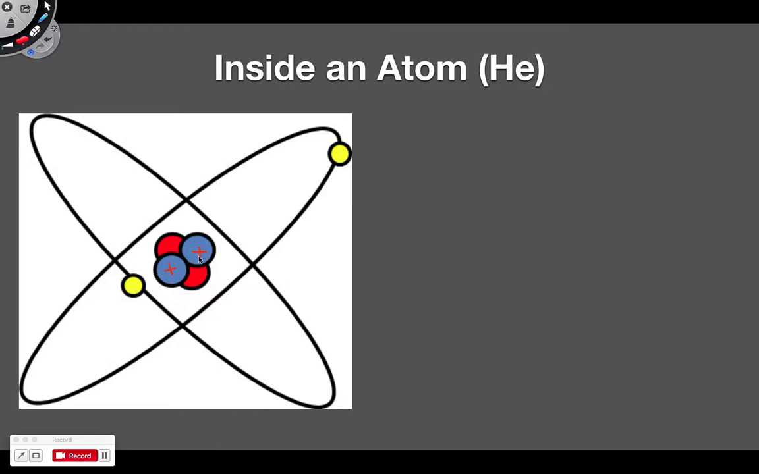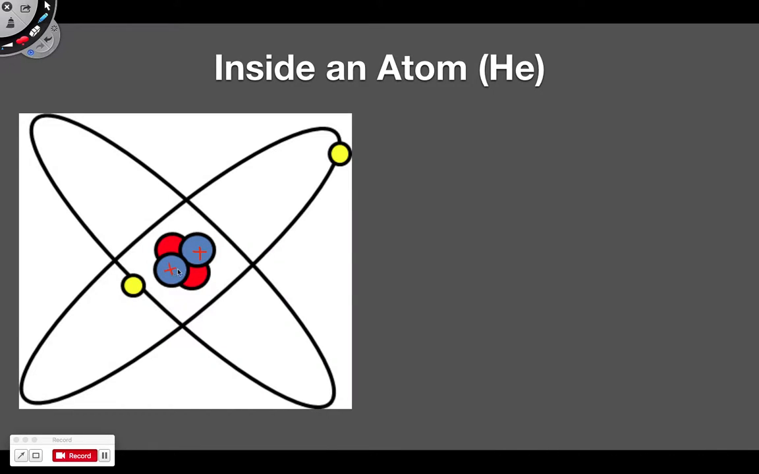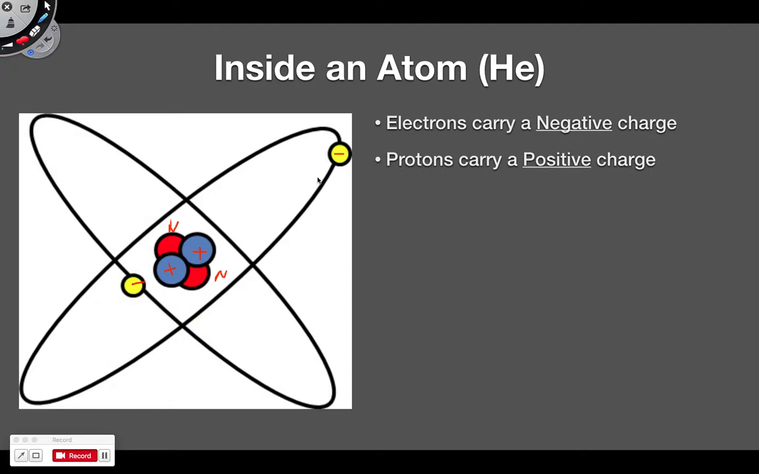These are protons, and we know that they're positive. These are neutrons here, and they are neutral. Then out here in the electron cloud, of course, we have electrons. Electrons carry a negative charge. Protons carry a positive charge. Neutrons carry no net charge.